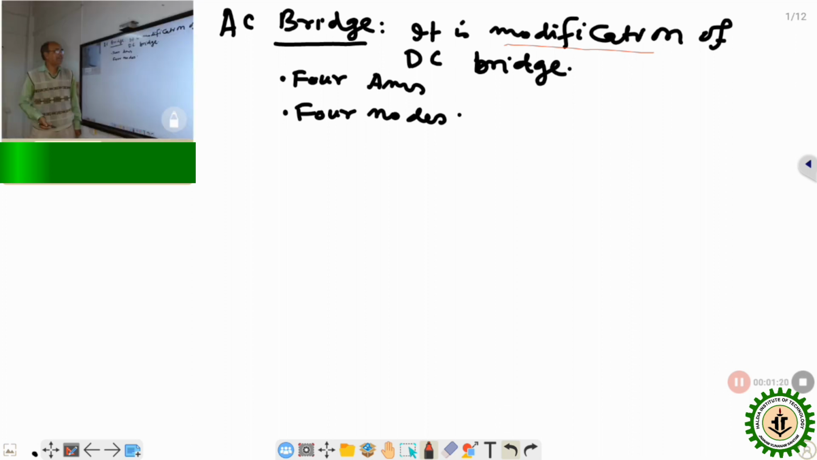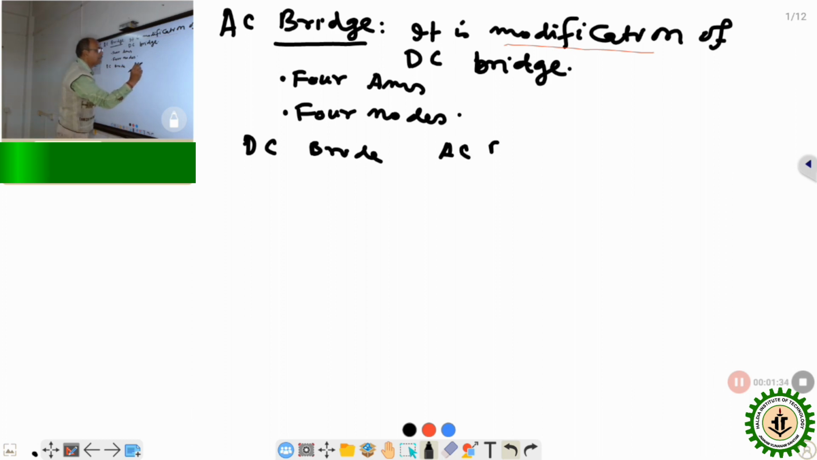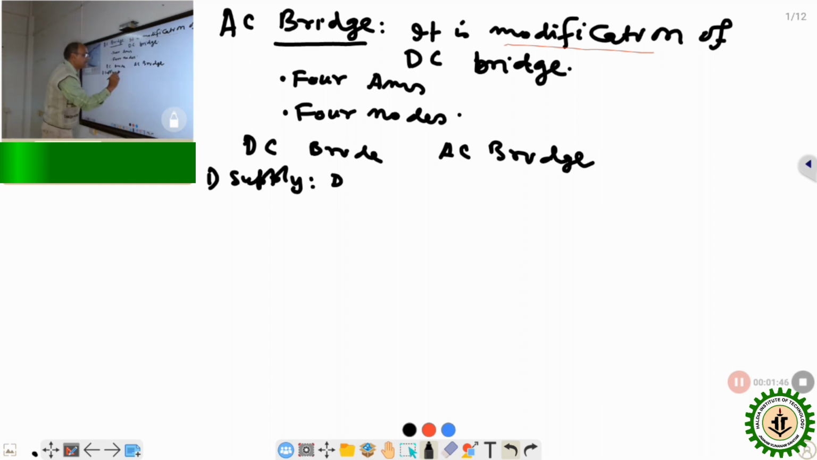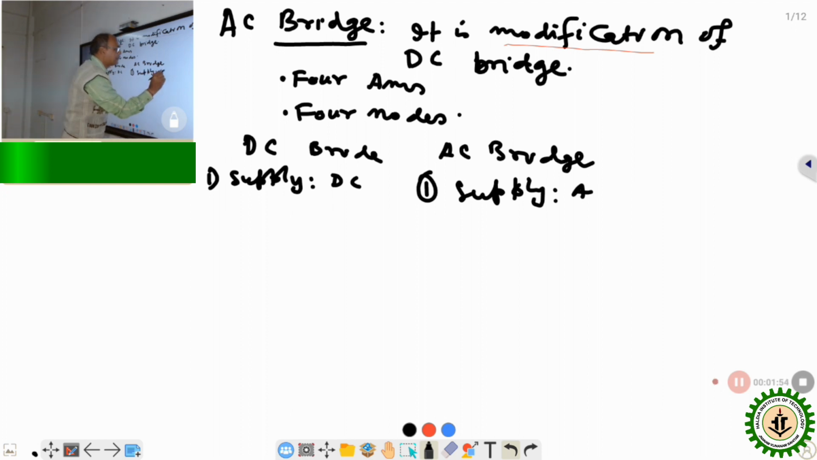So obviously there is a difference between AC bridge and DC bridge. Now what is the difference between AC bridge and DC bridge? Just I am giving a small idea. DC bridge, AC bridge. Okay. You see, according to the name, here the supply is DC. Here, the supply is AC. Good.